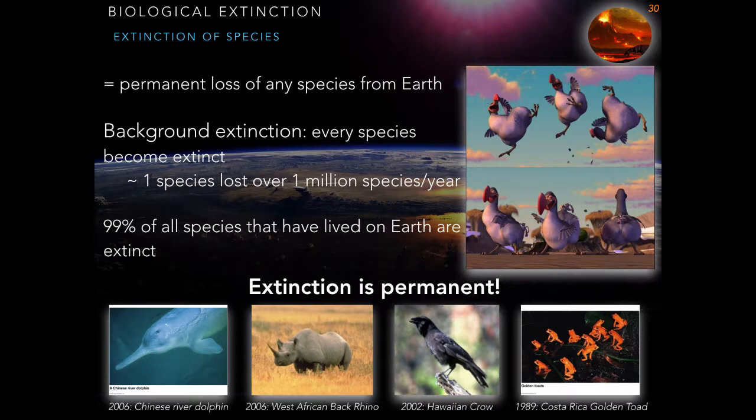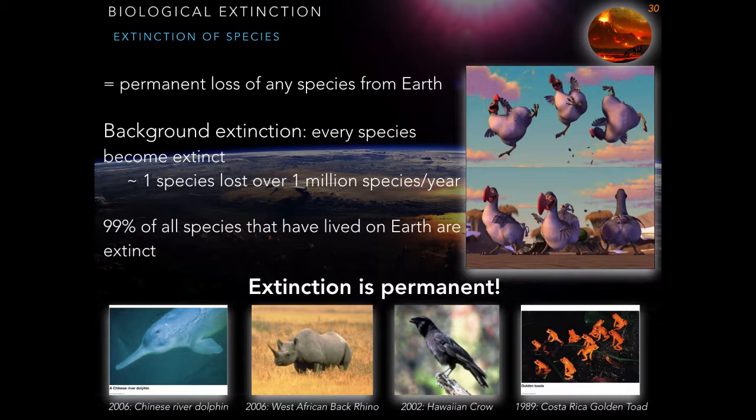At the bottom part, you have extinctions of species that unfortunately are not natural, caused by human activities. In 2006, we lost, for example, the Chinese river dolphin and the West African black rhino. In 1989, we lost forever the Costa Rica golden toad, and in 2002, for example, the Hawaiian crow. So those species are lost forever.